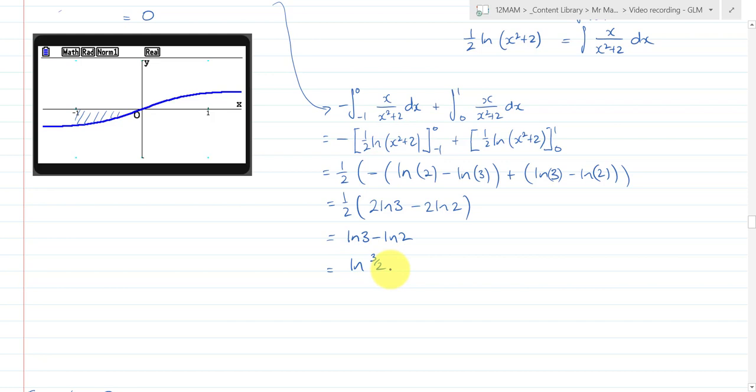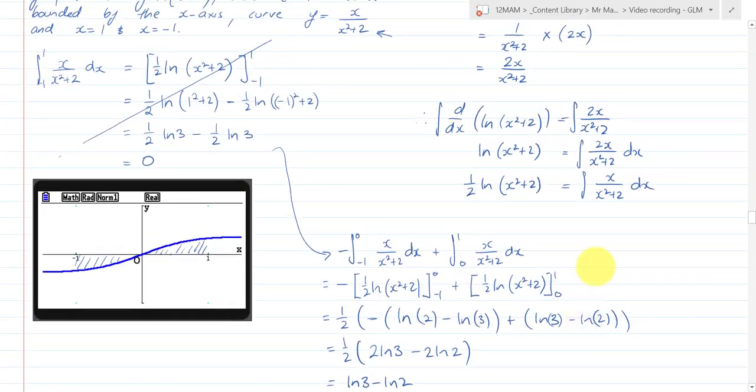You can calculate that to 2 decimal places, but really in Math Methods it's time for us to start working with exact values unless we're told otherwise. So there's our solution, and we've got a graph to back it up so that we know that our solution is reasonable and makes sense, whereas the 0 was unreasonable.